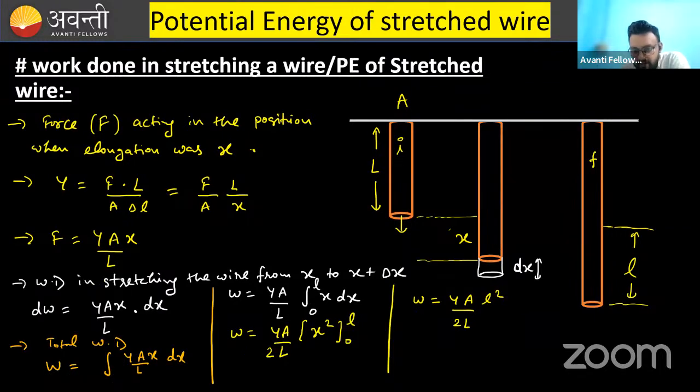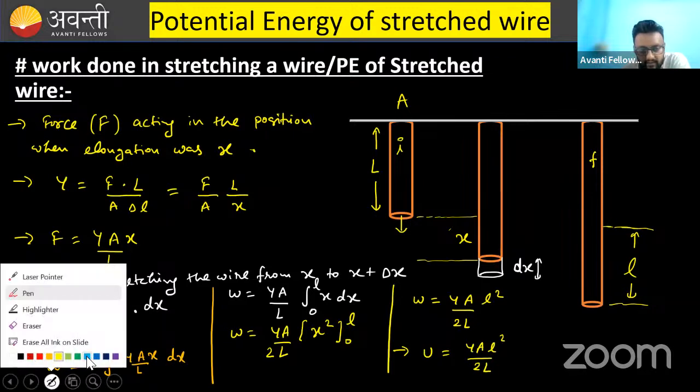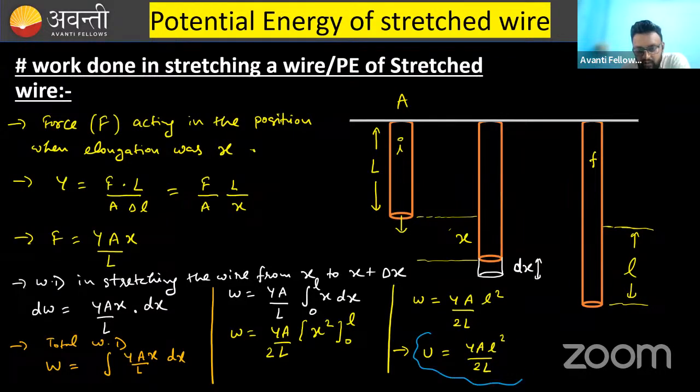This work done is stored in the form of potential energy. So the potential energy will be Y a L square by 2L. Just have a look at the relation, Y a L square by 2L.